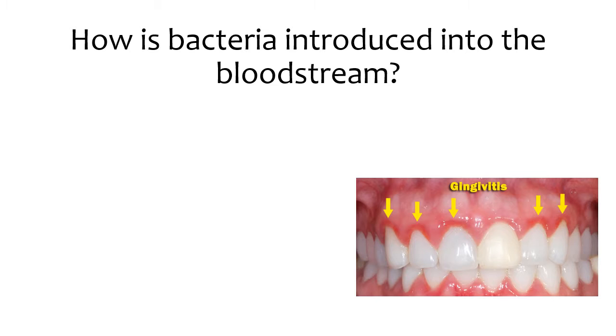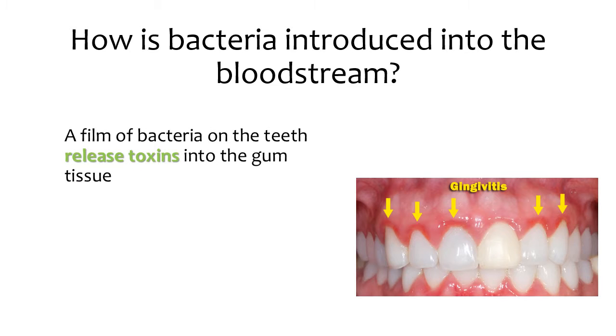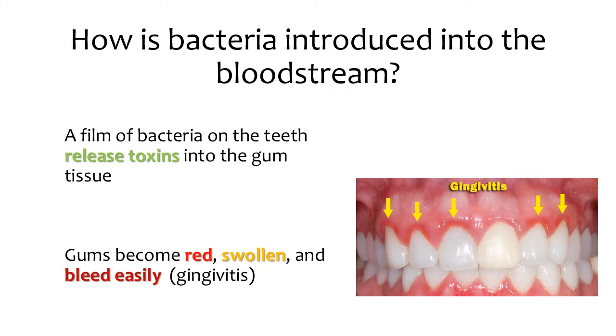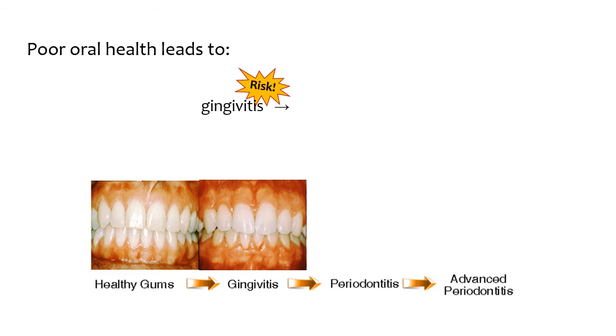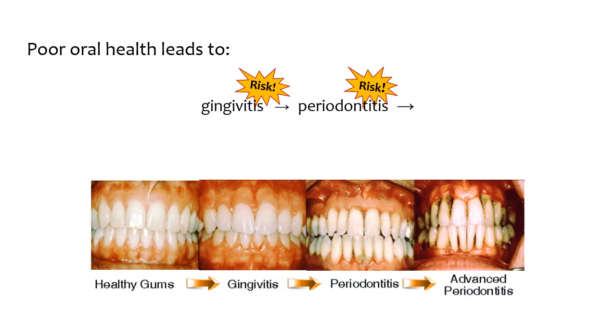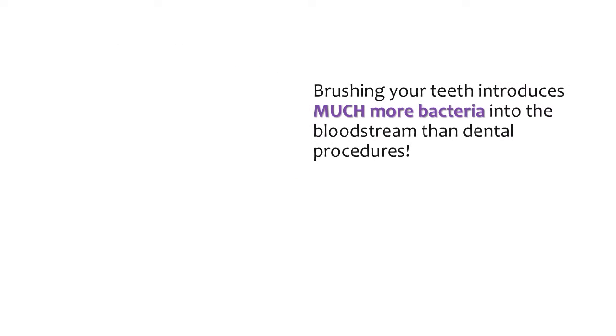A film of bacteria on the teeth releases toxins into the gum tissue, causing them to become red, swollen, and bleed easily. This is called gingivitis. The bacteria on or in between your teeth must be removed every day to prevent gingivitis. Poor oral health leads to gingivitis, which also leads to periodontitis, and eventually tooth extraction, which carries its own risks.